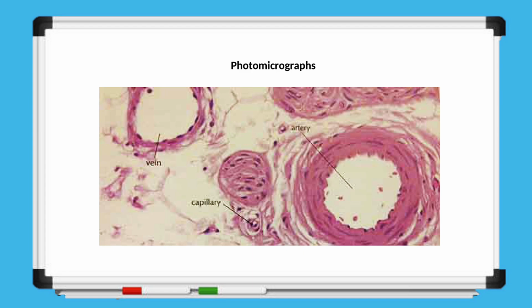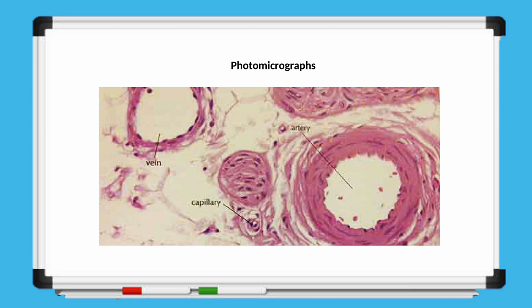Veins, in contrast, have much thinner walls with less smooth muscle and elastic tissue. They carry blood back to the heart under lower pressure. Their lumen is typically wider and can appear collapsed or irregular in tissue sections. In terms of overall diameter, veins are generally similar in size to corresponding arteries.